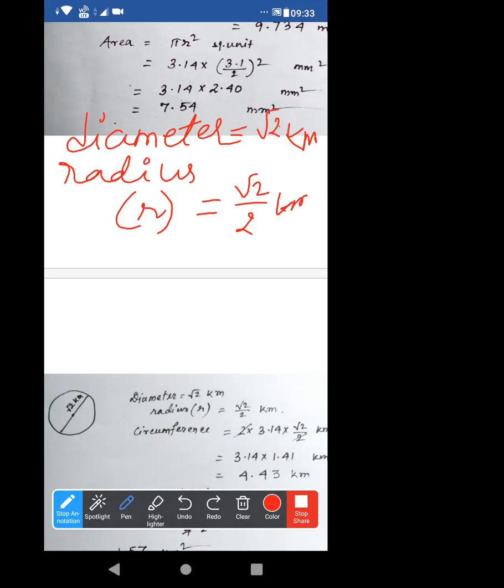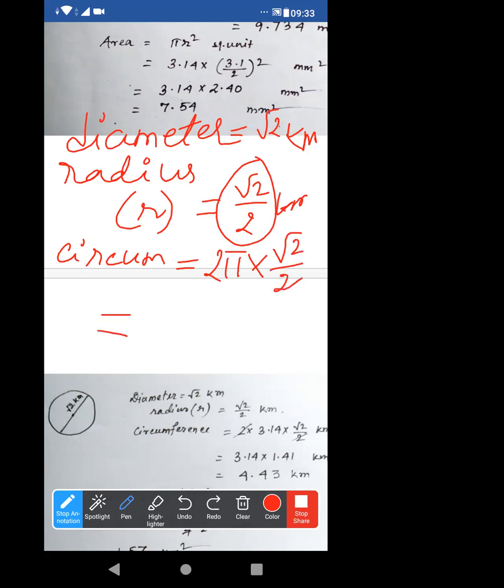Okay. Now look, we have to find the circumference. Circumference is equal to 2 pi r. Yes or no? R means directly we are putting this value, root 2 by 2.